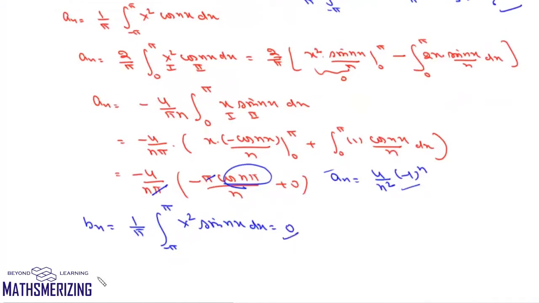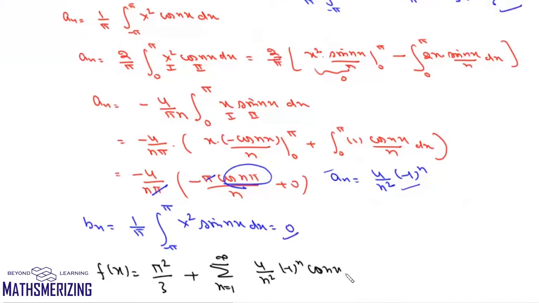So we can write the Fourier series for this function as a naught by 2, so it will be pi square upon 3, plus the summation n varies from 1 to infinity of an, which is 4 upon n square minus 1 to the power n cos nx, and then plus bn, which is 0. So that is the Fourier series for this given function.